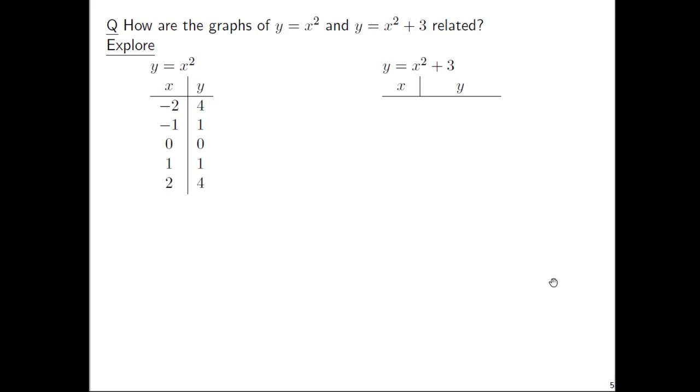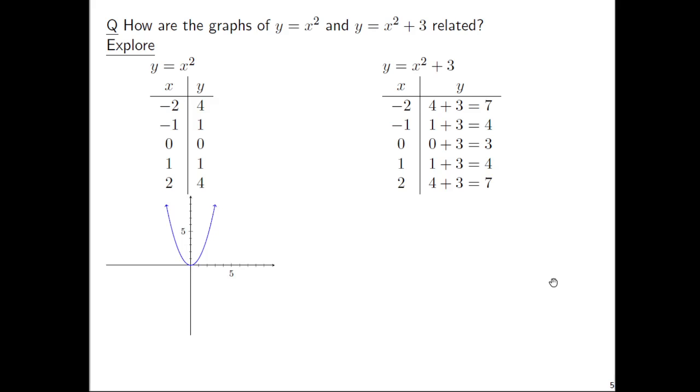And then let's take a look at y equals x squared plus 3. So plug in -2 for x, and then you have 2 squared, which is 4, still plus a 3. So 4 plus 3 will give you 7. We're just following the order of operations here. Plug in -1 for x, and you'll get 4 for y. Plug in 0 for x, and you get 3 for y. If you plug in 1 for x, you get 4 for y. And if you plug in 2 for x, you'll get 7 for y.